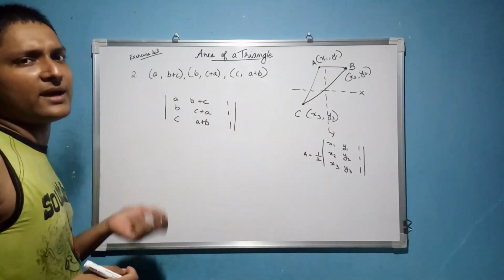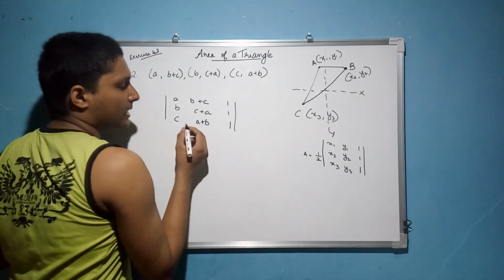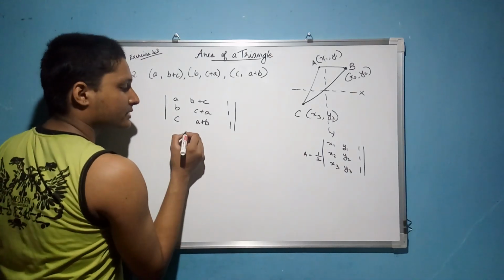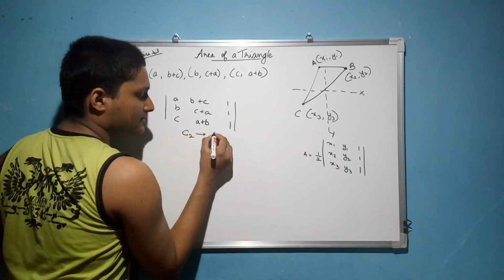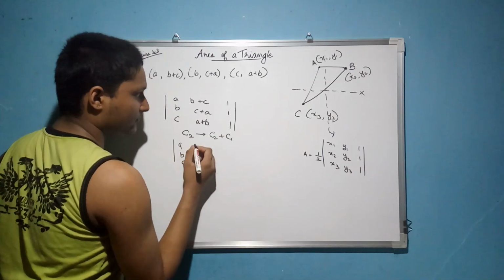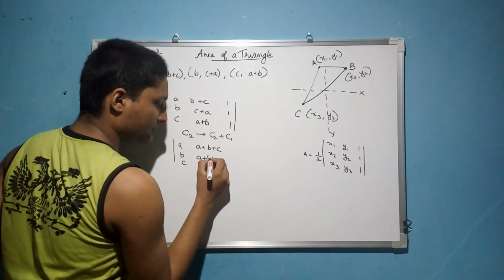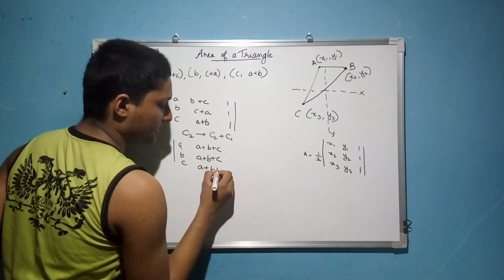Instead of expanding, because there are so many variables and it's going to be very irritating, I'm going to do something else. I'm taking C2 becomes C2 plus C1. So it is going to be A, B, C here. Then this is A plus B plus C, A plus B plus C, and A plus B plus C.